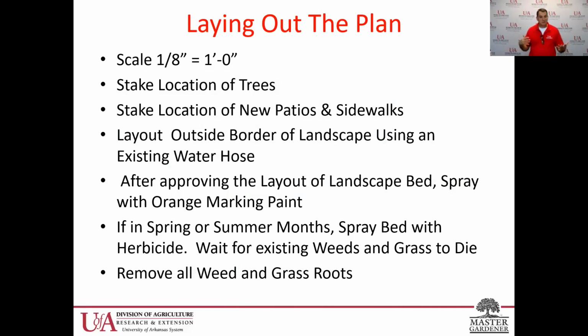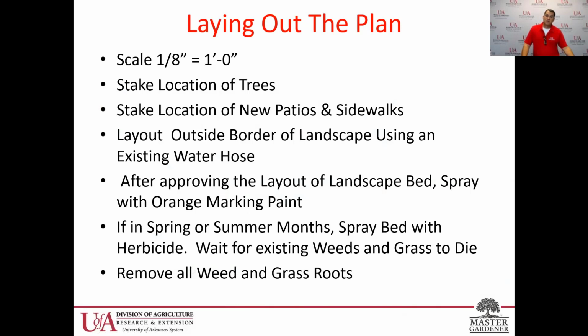If not, I can move it very easily and move it around until you finally get to what you're looking for. And then after I do that, I just take that orange marking paint that you buy at Walmart or Home Depot or any of the box chain stores, and I spray paint that mark. Then it tells me where I need to dig that line for that border. Now, if it's in spring or summer months, you need to pay attention to the weeds and existing grass in those areas.